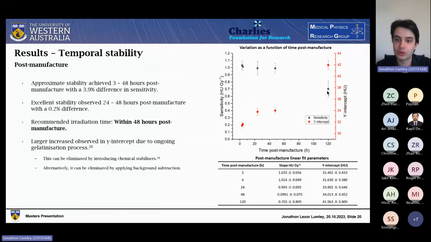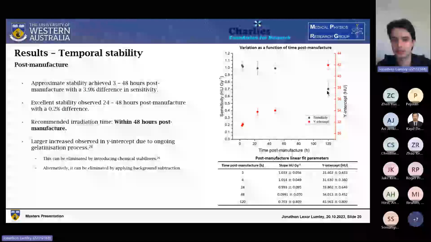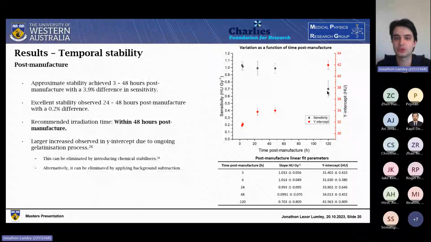In terms of the y-intercept, there was a significantly large variation, and this is due to an ongoing gelatination process. This occurs in all gel dosimeters with gelatin and can last for about 30 days. This can be eliminated if we introduce a chemical stabilizer, such as sodium azide. However, this chemical can be quite toxic. Alternatively, we can theoretically apply a background correction, whereby we image an irradiated gel with a non-irradiated gel, and that should theoretically allow us to subtract any gelatination differences.